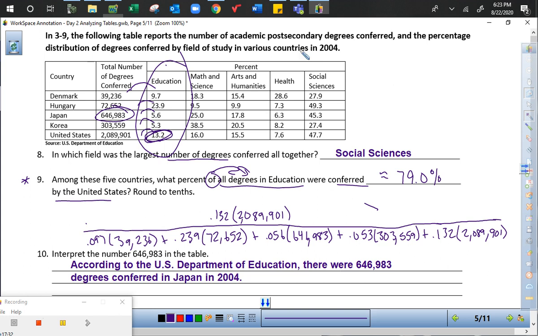And another thing that tells you that is when the U.S. Department of Education is listing those conferred, they got that information from the college. That's an exact value.